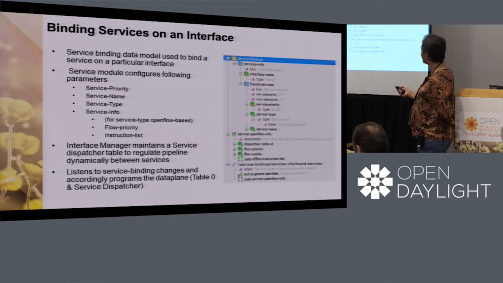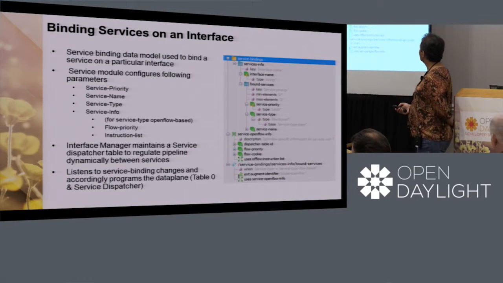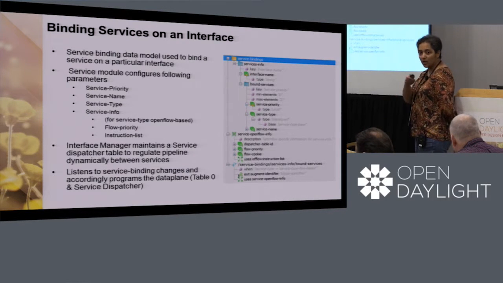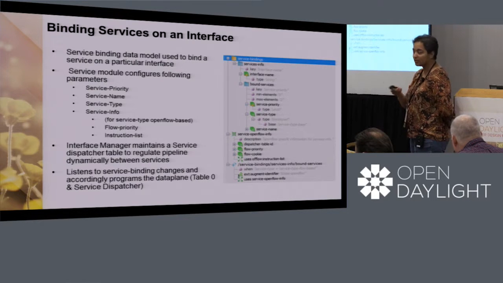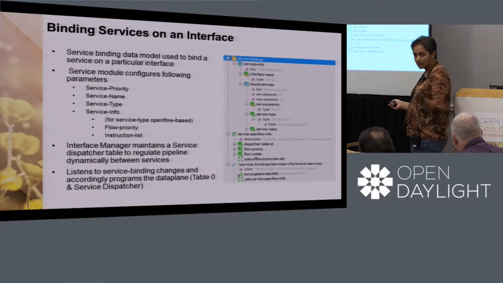The northbound is fairly abstracted out. The southbound is not that clean yet. And again, these two things are the main things. To talk about how to hand off between applications, which we discussed a little bit earlier, we have something called a service dispatcher table, which regulates the pipeline between services.